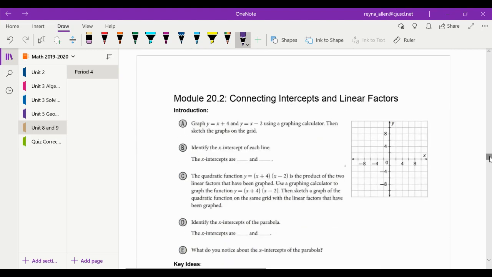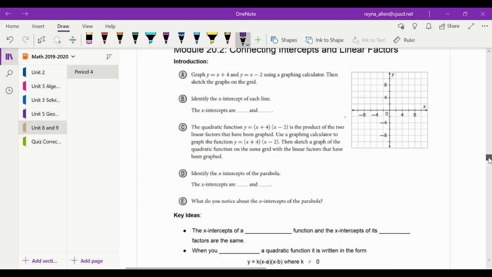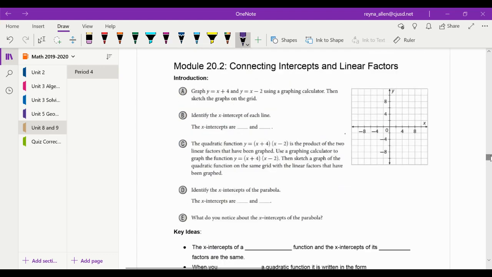But I want to show you something that I really love. So when I learned this, I was like, oh, duh, that makes sense. So hopefully this will make sense for you guys. This says graph the line y equals x plus 4 and graph the line y equals x minus 2 using the graphing calculator. I don't think you guys have graphing calculators, and you don't really need it for this one.